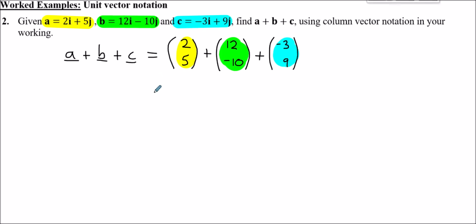So that's just a case of adding the top numbers together, then the bottom numbers separately. So 2 plus 12 minus 3. 2 plus 12 is 14, plus minus 3, in other words take 3, 14 take 3 is 11. For the bottom numbers, 5 plus minus 10. So 5 minus 10 is minus 5. Minus 5 plus 9 gives us 4. So a plus b plus c in column vector form is 11, 4.